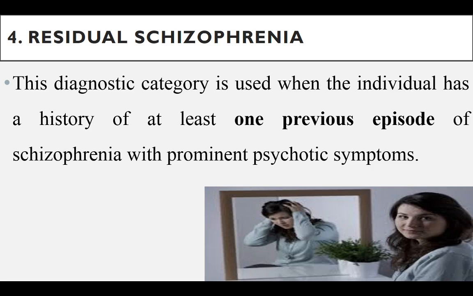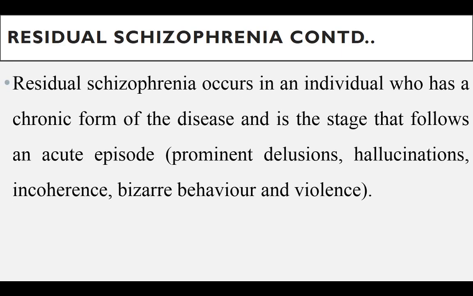Earlier, they had all this, right? All these prominently, but now they may have only a few of the negative symptoms, or some of those mild symptoms of schizophrenia. That's why it is called residual schizophrenia. Residual schizophrenia occurs in an individual who has a chronic form of the disease and is a stage that follows an acute episode. I told you, remember? Initially, they will go with a very acute episode marked by prominent delusion, hallucination, incoherence, bizarre behavior, and violence, right?